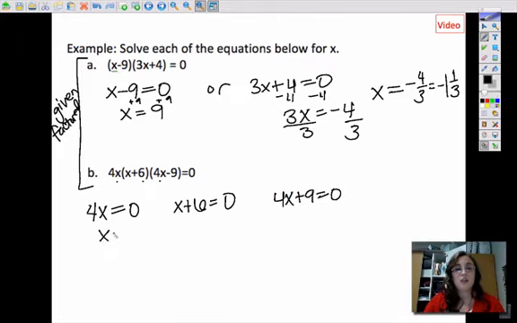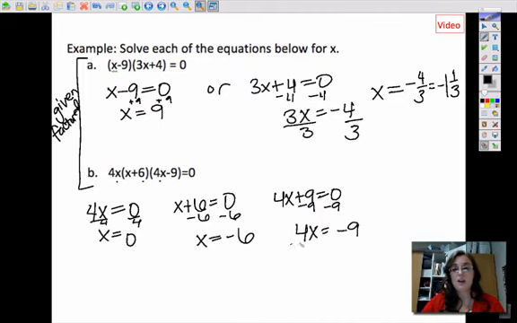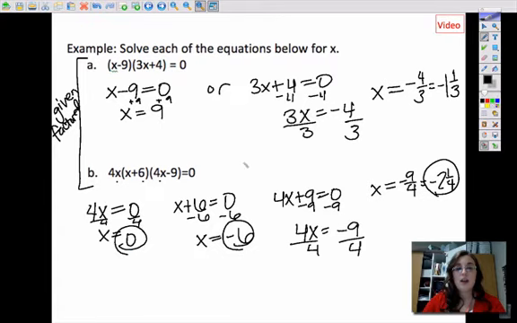So in this case, 4x equals 0, divide by 4, that just means x is 0. Here, x plus 6 equals 0 means that x equals negative 6. 4x plus 9, I'm going to subtract 9, I get 4x equals negative 9. I'm going to divide by 4, and I get that x equals negative 9/4, or negative 2 1/4.